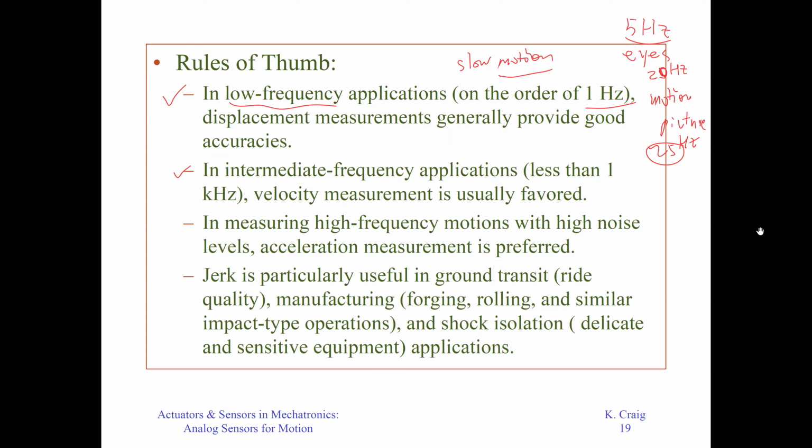But usually like 1 kHz is called the intermediate frequency range. For example, in a hard disk drive, your read-write head motion is several thousand hertz. It's very fast. But in some high-frequency motion with high noise level, you probably want to measure acceleration. Jerk in ground transition, like ride quality. Have you guys had an experience of motion sickness?